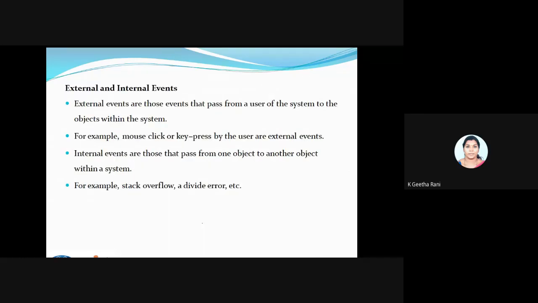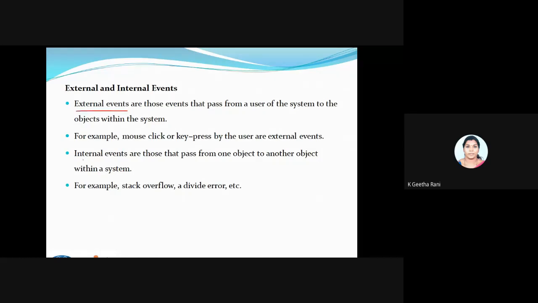Next one. Here we are dividing events into two major categories, external events and internal events. An external event is something a user performs on an object or a system. Some person from outside performs it. For a system, if I perform a mouse click or a key press, I'm the user, so I'm performing an external event on my system. I'll call it an external event.